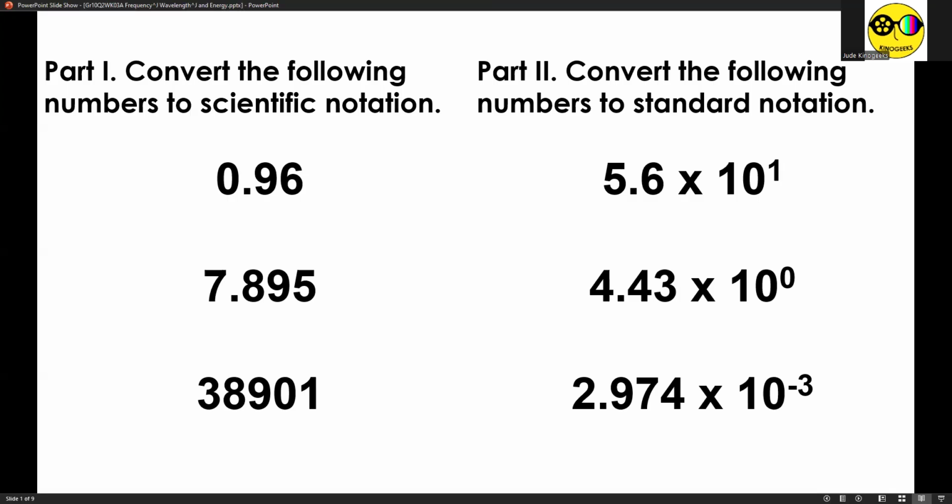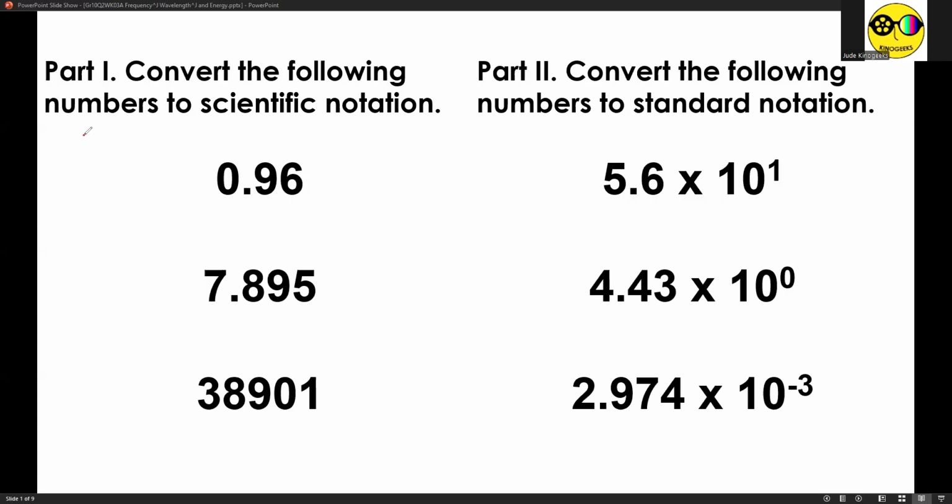This is not the entire lesson about scientific notation. This is just a small portion of our lesson last week, covering techniques on how to convert numbers to scientific and standard notation and vice versa. So let's start with numbers from standard notation to scientific notation.